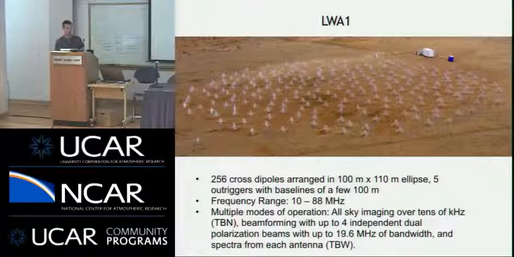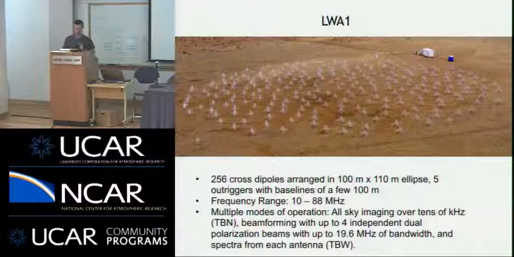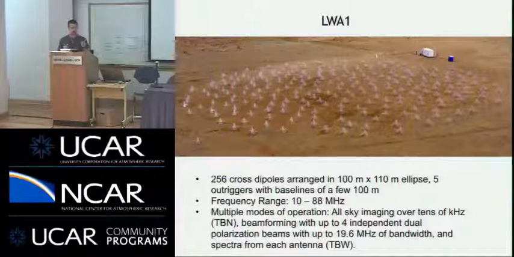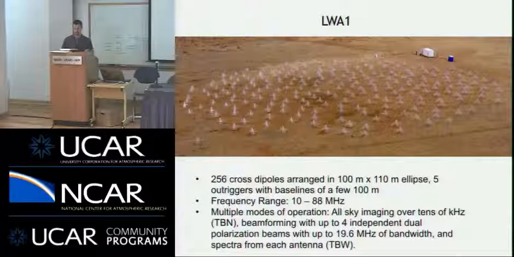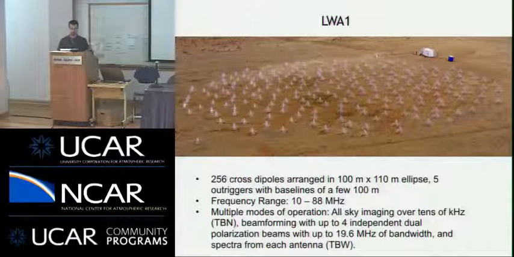And there are multiple modes of operation. One of the modes is beamforming, so you can point four independent beams anywhere in the sky. They don't depend on one another. Each of these beams has what we call two tunings, meaning two frequency ranges. These are also independent, so you could put one at the top part of the frequency band, one at the bottom.